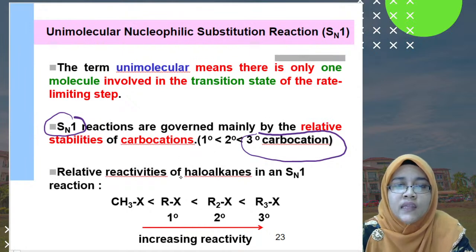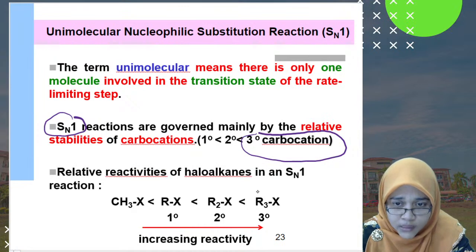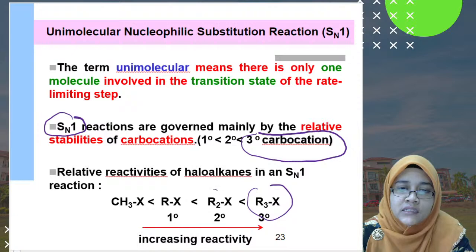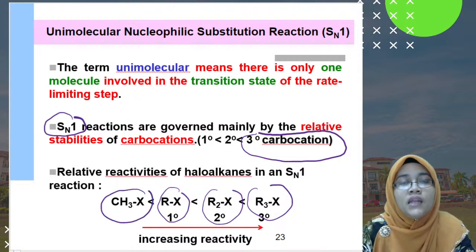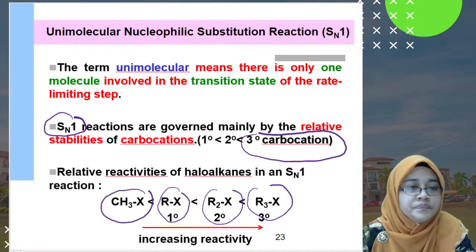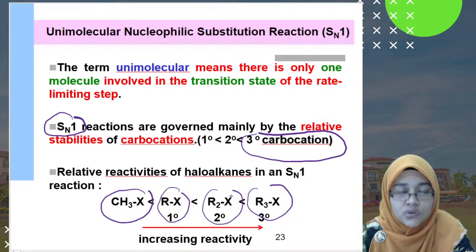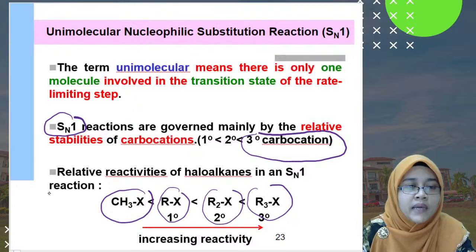Relative reactivity of haloalkane in SN1. SN1 prefers tertiary, and then secondary, primary, and it definitely does not choose a methyl haloalkane. This is the reactivity order for the SN1 reaction. So if you have a tertiary haloalkane, it undergoes the SN1 mechanism.